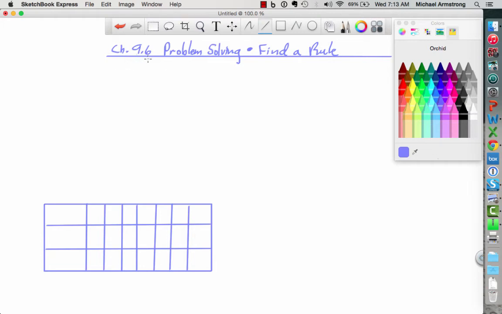Alright, this is chapter 9.6, problem solving, and our job is to find a rule. And that's what we've been doing lately in math. Let's read through the problem.